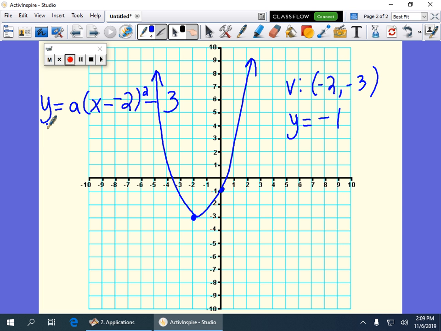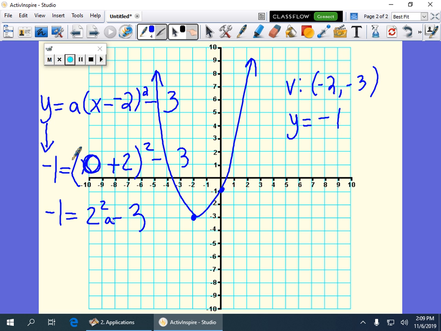What is y going to become? Negative 1 from over here. What's x going to be? 0. x is going to be 0. It becomes plus 2. Why does it become plus 2? Negative minus a negative. Okay? So, negative 1 equals 2 squared a, minus 3, sorry. Negative 1 equals 4a minus 3.